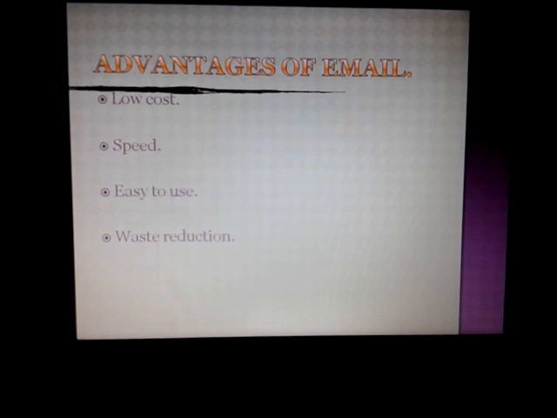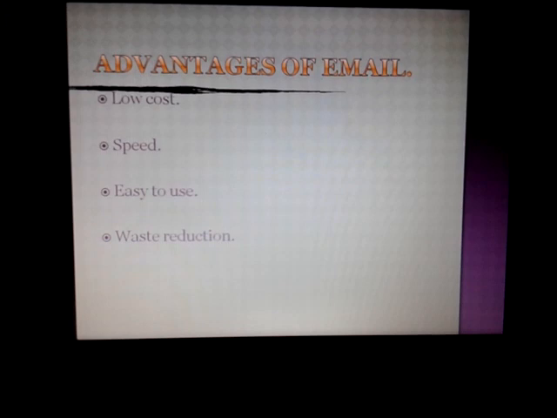Easy to use. The emailing process is so simple, and mails can be sent from the comforts of your office, from the comforts of your home, any time of the day. There is no fixed time for sending emails. There is no need to look for envelopes. There is no need to look for postage stamps. And you don't have to visit the letterbox to post letters. You don't have to visit the post offices. You can create a message at your own convenience.